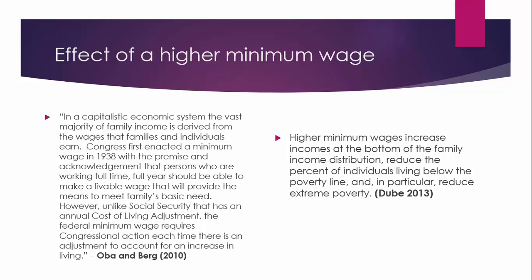However, unlike Social Security that has an annual cost of living adjustment, the federal minimum wage requires congressional action each time there's an adjustment to account for an increase in living. And that goes for the poverty rates as well. The poverty rates are adjusted, but the minimum wage isn't. The minimum wage has been at, sorry, $7.25 an hour for 5 years.